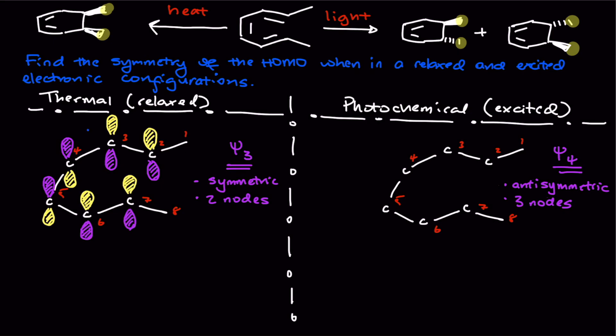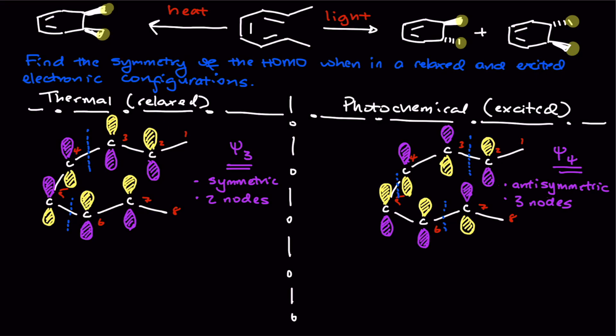Under photochemical conditions, however, we are now one orbital above. So we're at Psi 4. And Psi 4 is anti-symmetric. Remember that as you go up a level, you go from symmetric to anti-symmetric and back to symmetric again. The anti-symmetric orbital has three nodes, and that's what we're seeing here between 2 and 3, between 4 and 5, and between 6 and 7.